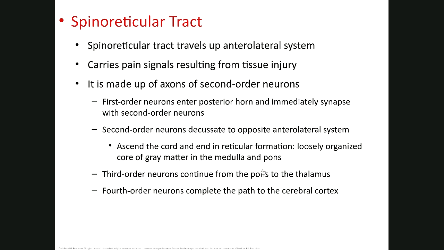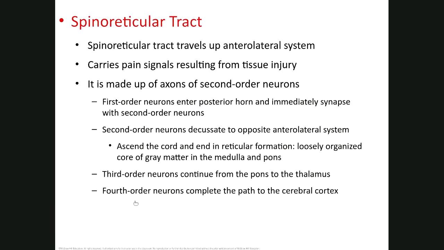The second order neuron goes to the opposite side, and then the third order neuron comes from the pons to the thalamus. Oh, wait, look at this. You have the pons to the thalamus as an added third order neuron. Therefore, this tract has a fourth order neuron because from the thalamus, it still has to reach that part of the cerebral cortex. And so the fourth order neuron comes into existence.